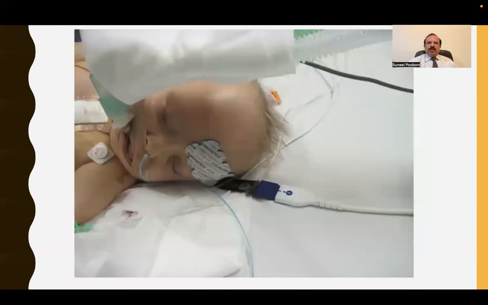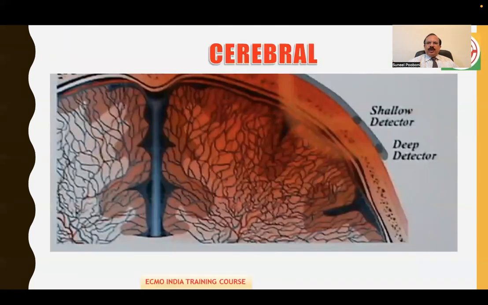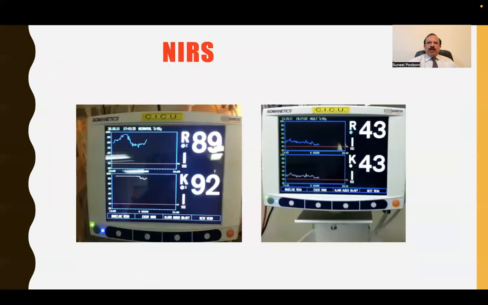So this is a very useful and dynamic marker for us to measure the cerebral saturations. Here you can see the penetration of the photons into the brain, and these are examples of the numbers, how they look like.